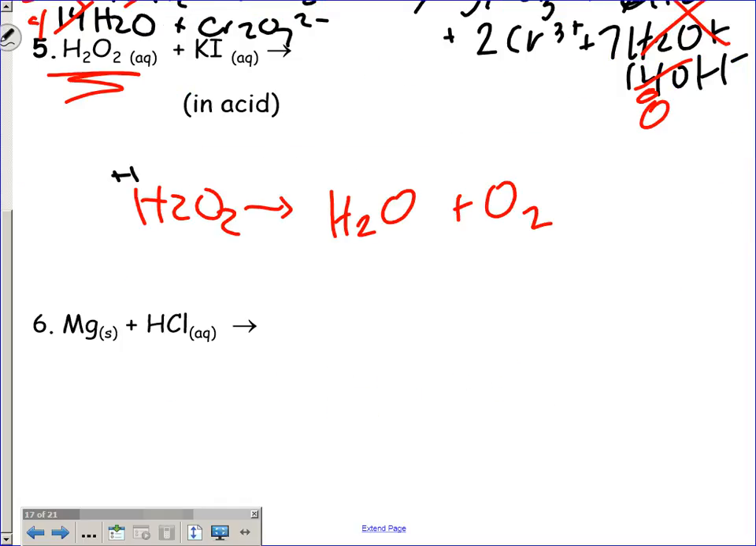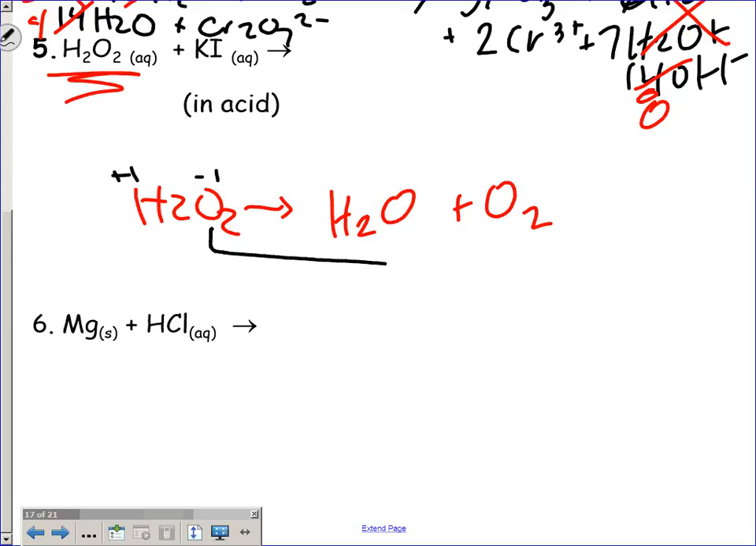This is a +1, so what does this oxygen have to have? A -1. This is the peroxide that has a -1 oxidation state. Oxygen itself, oxide, has a -2 oxidation state, but peroxide has a -1 oxidation state. So it actually is both oxidized and reduced. This is a disproportionation redox reaction.